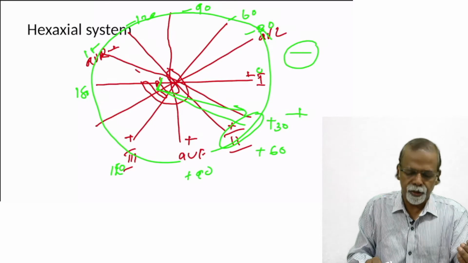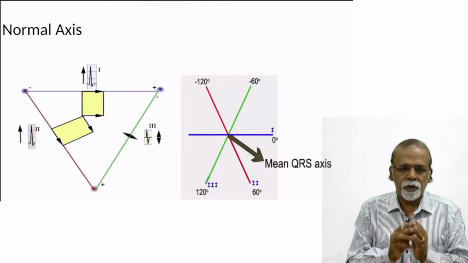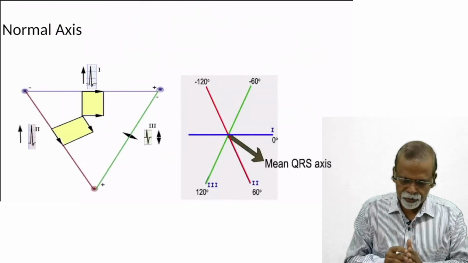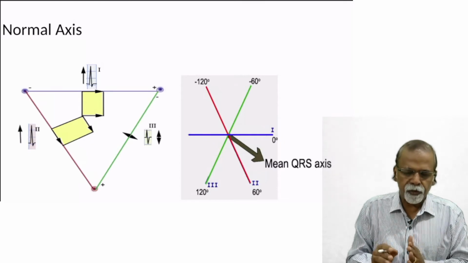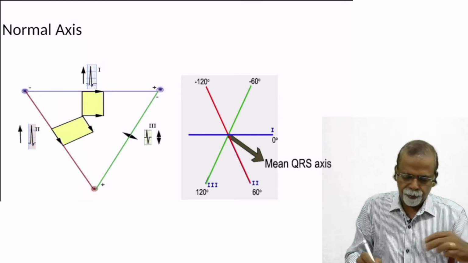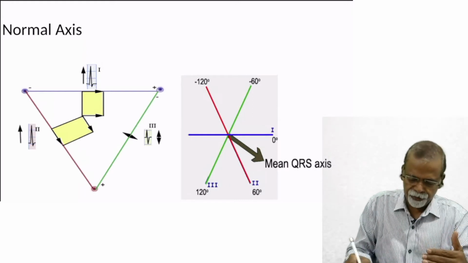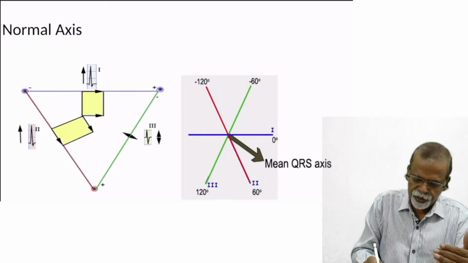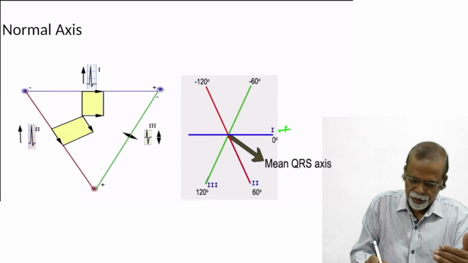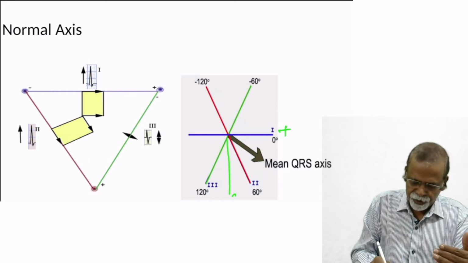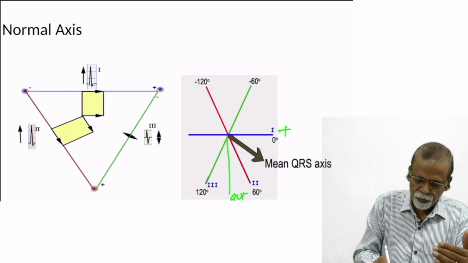We'll go to the next. As I have told, the electrical forces are going from right to left in this direction. So lead 1, this is the positive pole. Lead AVF, this is the positive pole. So for a normal electrical force, you should get a recording like this.